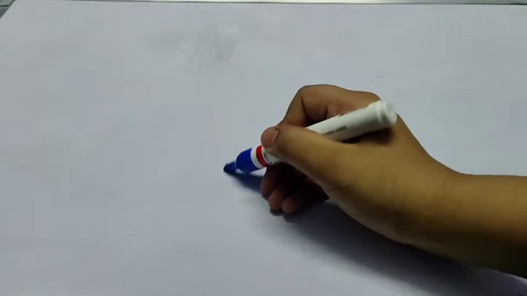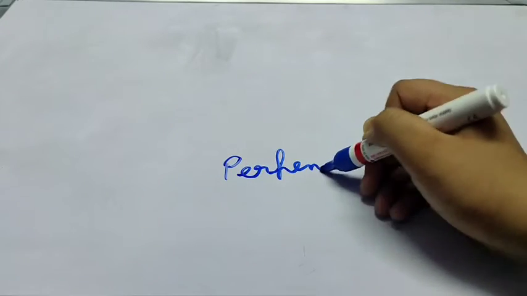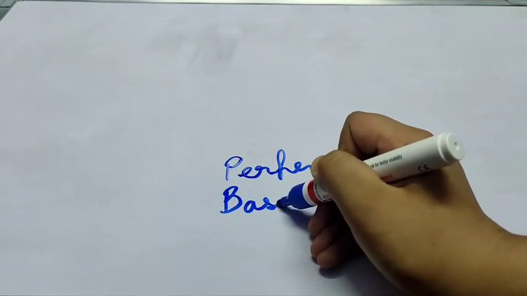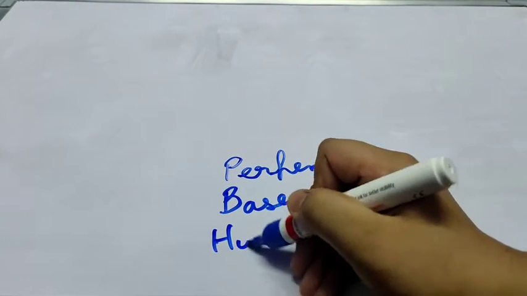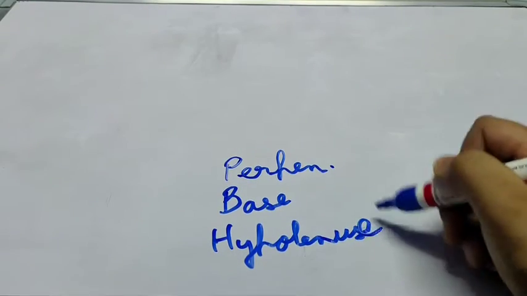The basic thing you should know is that P stands for perpendicular, B is the base, and H is the hypotenuse. Okay, so that is the thing.